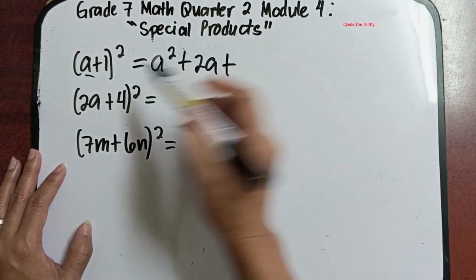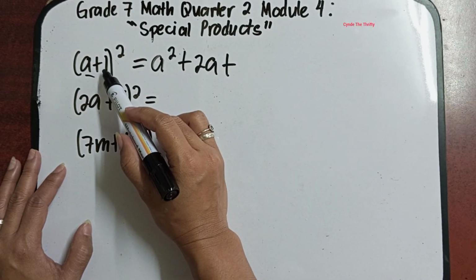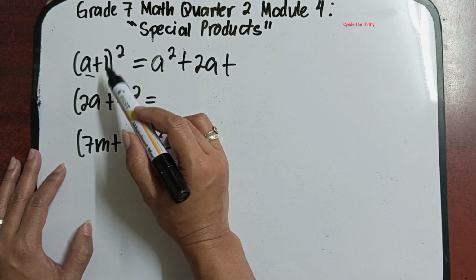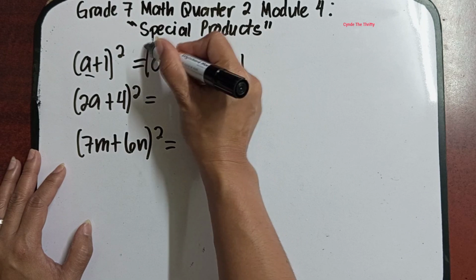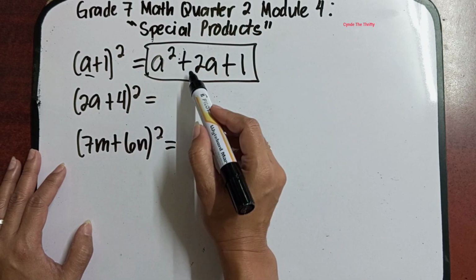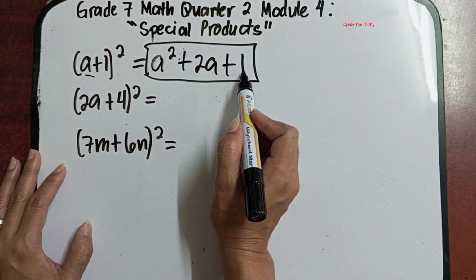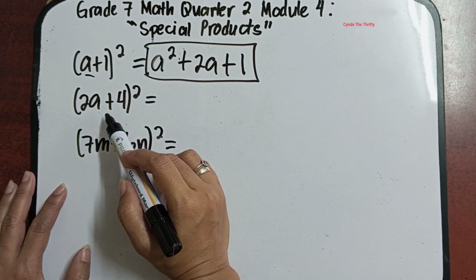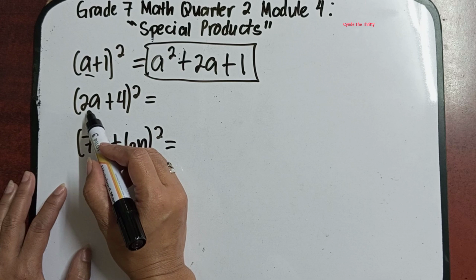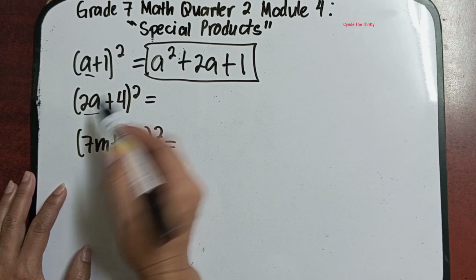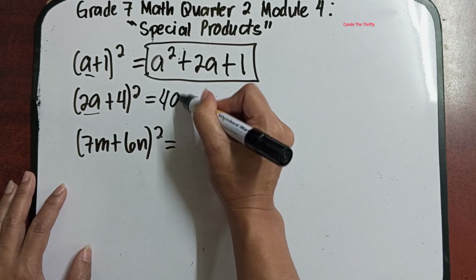Plus, square natin ang ating last term. Ang last term is 1. So 1 squared meaning 1 times 1 equals 1. Okay, so ito na yung sagot natin kaagad. A squared plus 2a plus 1. Another example, 2a plus 4 squared. Okay, first, square natin ang ating first term. So, 2a squared is equal to 4a squared.